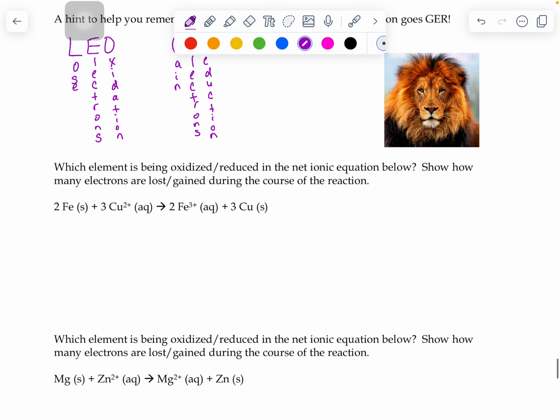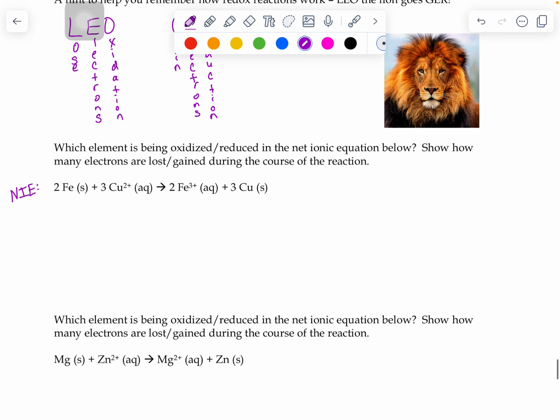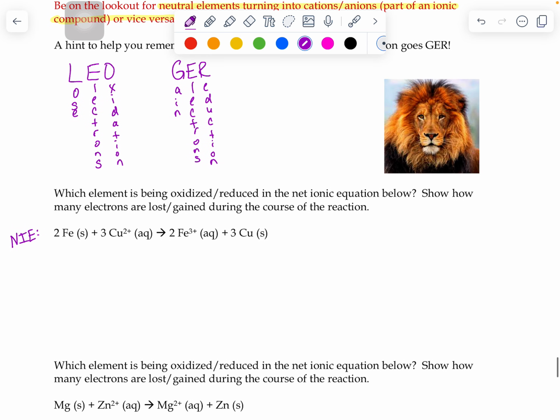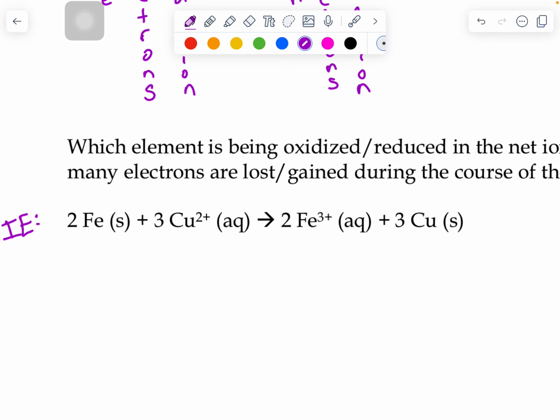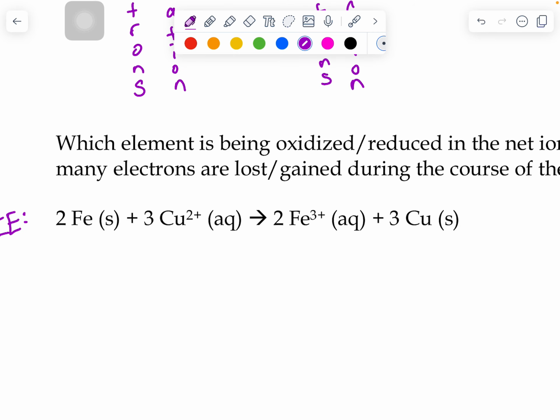So let's say I gave you this net ionic equation for a reaction. We went through the whole balanced, complete, canceled out the spectators, and this was the only thing left. If I gave you this net ionic equation and I said, tell me who's being oxidized, who's being reduced, what's going on with the electrons, all that. Let's take a peek. Your iron on the left-hand side is talking about the element iron. We know that because it's a solid, and when you look on the periodic table, iron is a solid. The element iron is neutral.